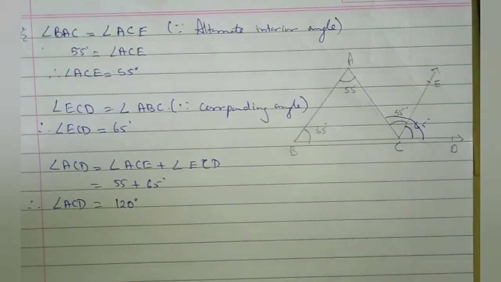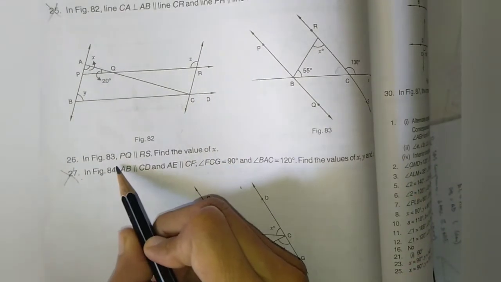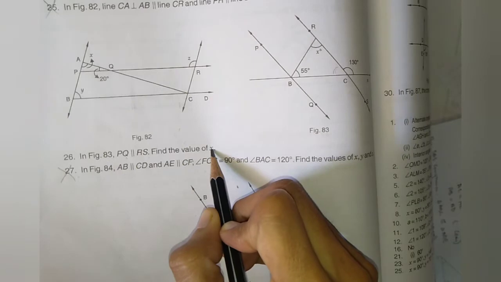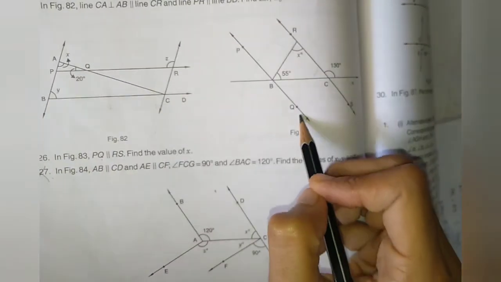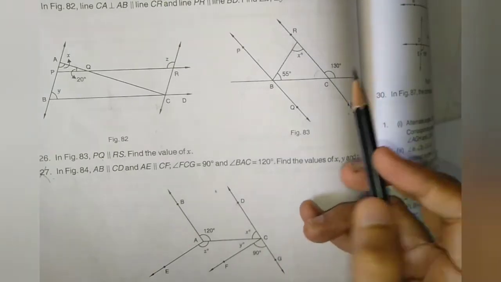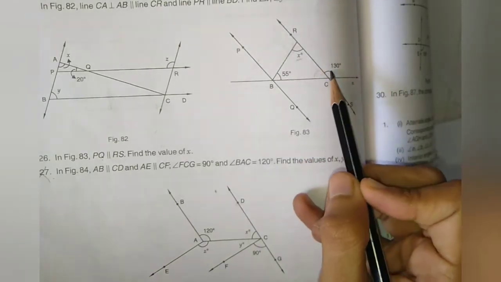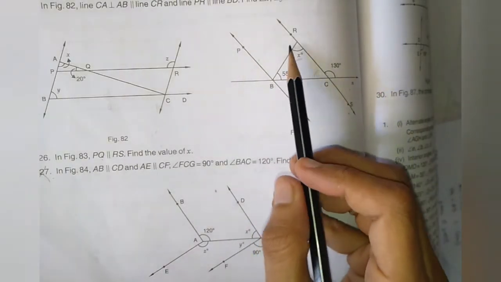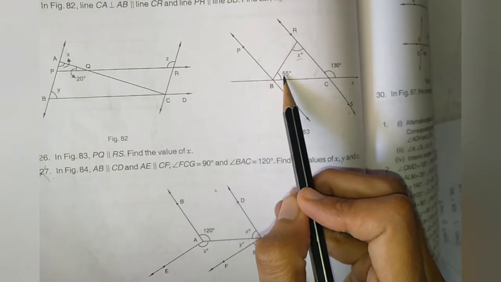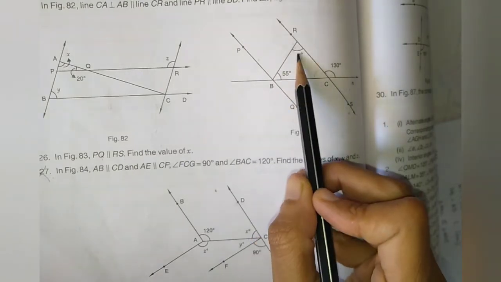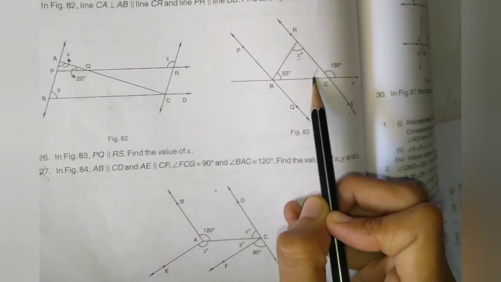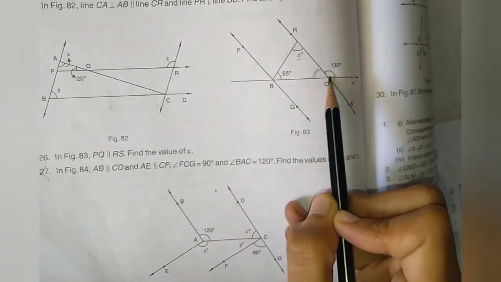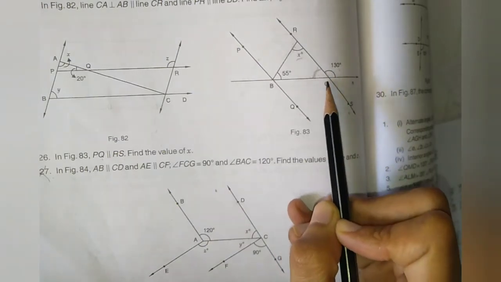Number 26, in figure 83, PQ parallel to RS, find the value of X. Now PQ is parallel to RS. We have to find the value of this. Now we had given two angles, this RCB is 130 and another angle, this angle B is 55 degree. We have to find X. So first of all we can find this angle. 130 and angle C is linear pair. So 130 plus angle C equal to 180.